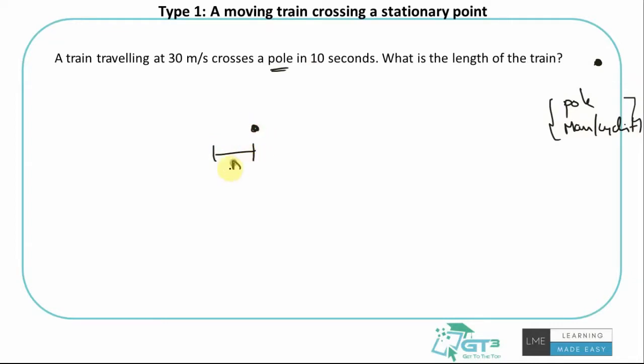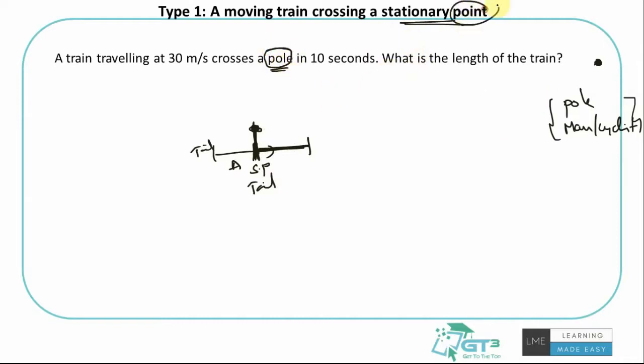This is the initial situation. The final situation would be that this train will travel and come like this. The tail, now the starting point, is matching with this point. After some distance is covered by the train, the tail will match with this point. That's basically crossing a stationary point. You see the clue being given as a pole or man, which is not moving.